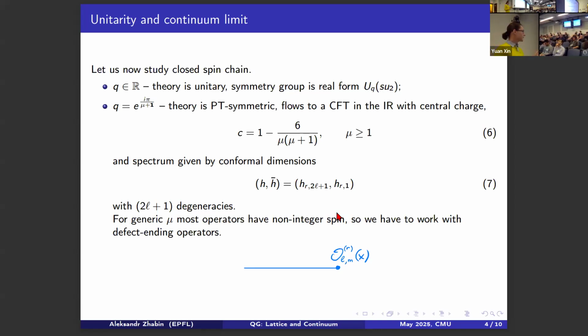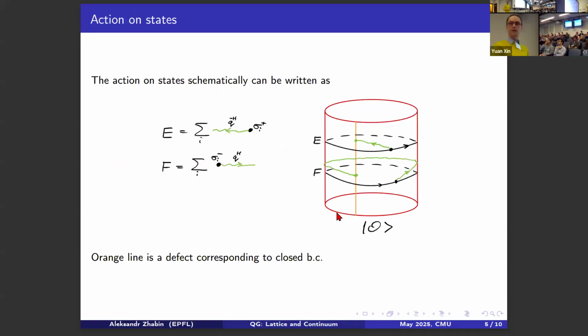So we will have to work with the defect-ending operators. We will schematically draw them in blue like this. Now we are considering closed boundary conditions. So the theory lives on a cylinder, and we interpret the closed boundary conditions as this orange defect here, and the green defects which appear in the generators E and F will end on this orange defect. So such generators will act on states of our theory.